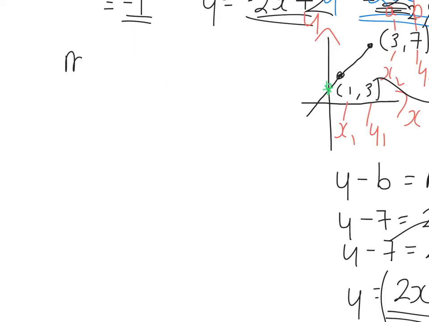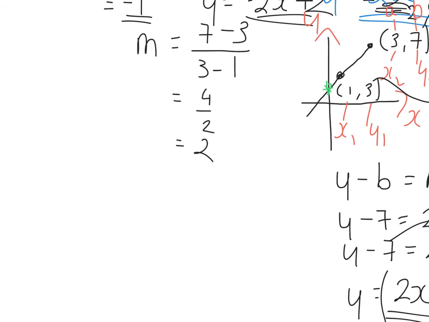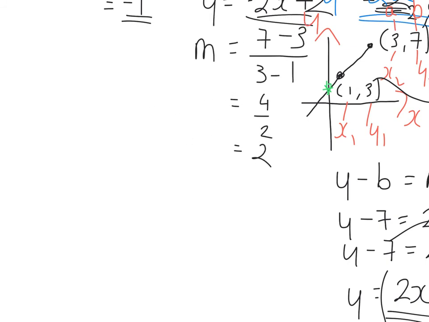Okay, so the second method, get the gradient like first time, 7 minus 3 over 3 minus 1. It's 4 over 2 and the gradient is 2. Okay, now this method is a substitution method. Now what we know is the gradient is 2. In the substitution method we're going to revert back to y equals mx plus c, so just go with the method that you've been taught by your teacher. Now we definitely know that the gradient is equal to 2, so we can now write that as y equals 2x plus c, since the gradient is 2.